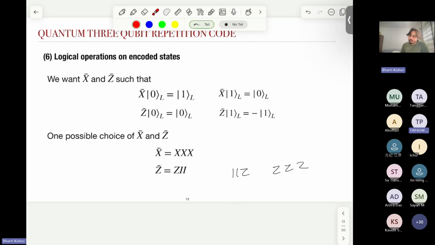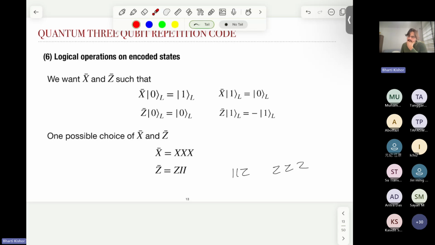After this, we need to talk about the logical operation on the encoded state. The idea is that the logical operation that you need to perform in the encoded space should mimic the corresponding behavior in the unencoded space. So the X bar and Z bar should mimic the behavior of X and Z, and that's what we hope: zero logical should go to one logical and one logical to zero logical in the case of X, and Z should just give a minus sign here.